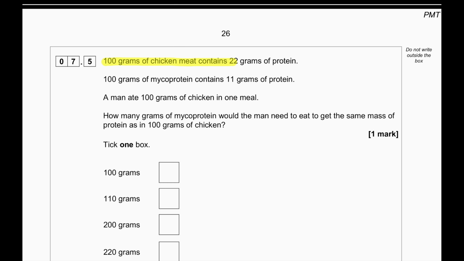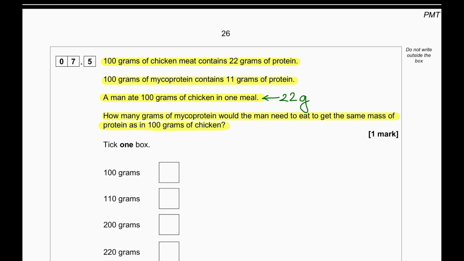100 grams of chicken meat contains 22 grams of protein. 100 grams of mycoprotein contains 11 grams of protein. A man ate 100 grams of chicken in one meal. So the man gets 22 grams of protein. Now the question asks, how many grams of mycoprotein would the man need to eat to get the same mass of protein as 100 grams of chicken?